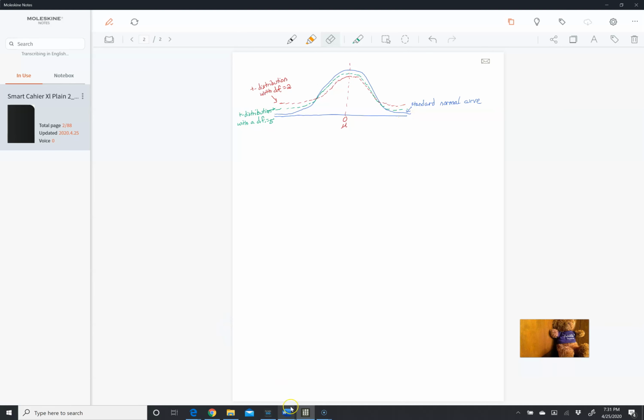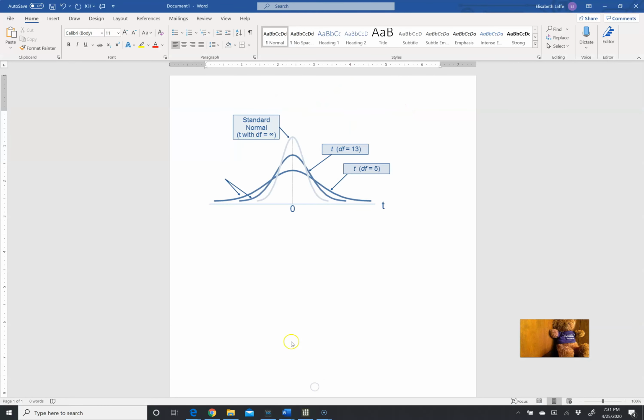Okay, what does this actually look like? Here's a nicer example. This uses a degree of freedom of 13 instead of 3. So it does 5 and 13. It doesn't really matter, because what you're looking for is the fact that it's getting closer and closer to what the normal curve looks like. So your standard normal curve is t with degree of freedom of infinity, because as it gets higher, it gets closer and closer.